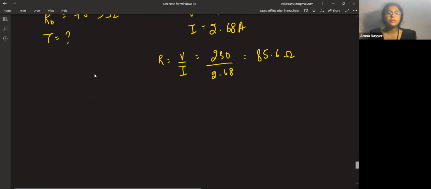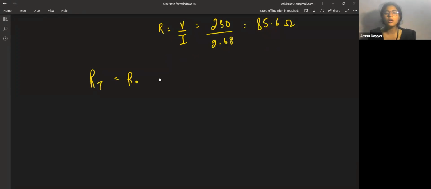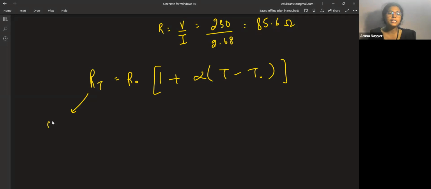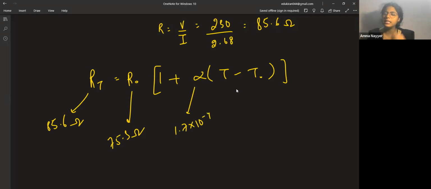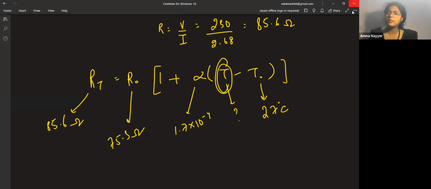Now, use the formula RT is equal to R naught times 1 plus alpha (T minus T naught). See, you have all the values. RT is 85.6 ohms. R naught is 75.3 ohms. One is a constant. Alpha was 1.7 into 10 to the power minus 4 per degree. T you have to find out. And T naught is given as 27 degrees Celsius. Fine. So just put in the values and see what value of T comes. And this is the way to solve the question.